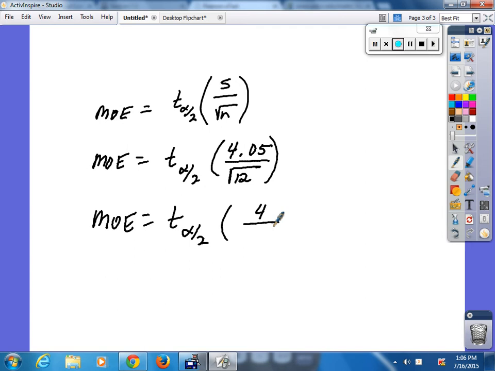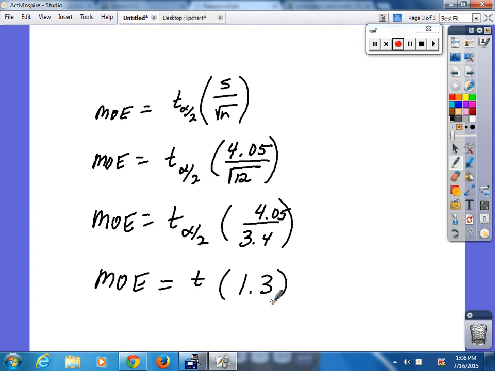No, that's wrong. 9 to 16 is 7, 3.5. 3.5 plus 9 is 12.5, so 3.4. So 4.05 divided by 3.4. So MOE is equal to T times 4/3 is 1.3. So let's go find our T.